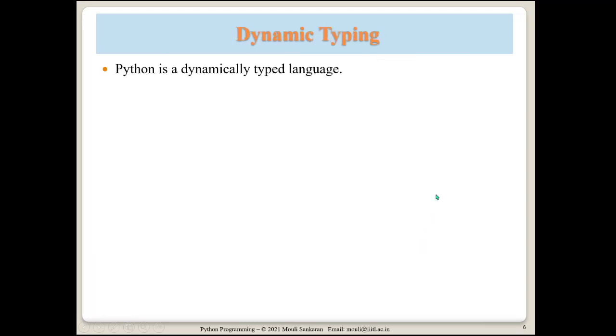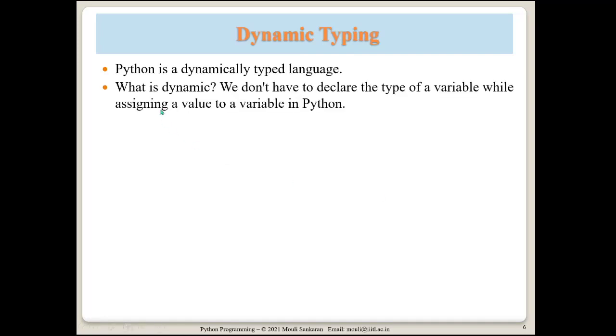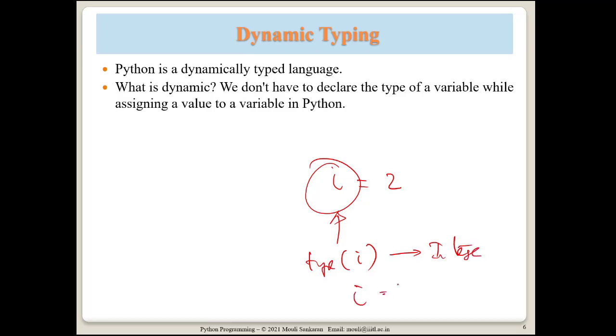Now, Python is a dynamically typed language. What I mean by dynamic is we don't have to declare the type of a variable while assigning a value to it in Python. As I mentioned, i equal to 2, you don't define a type for the variable i. Based on what i is pointing at, the type of the label is defined. When you say type of i, it will give you integer. Whereas if you say i equal to my string and then find the type of i, it will say string.